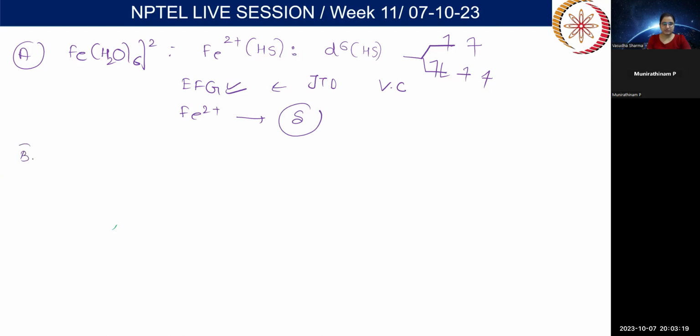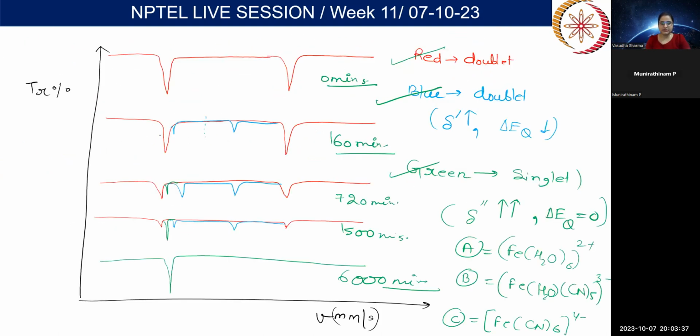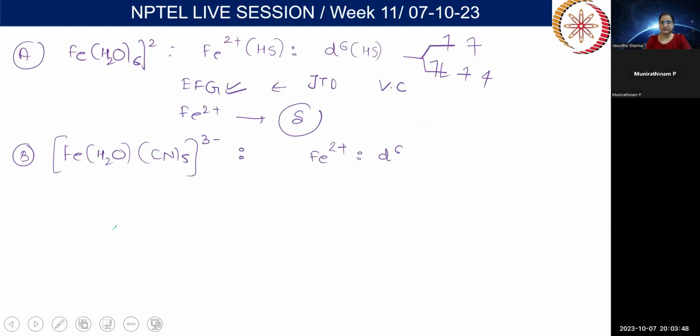Now taking the second condition, B, Fe with water and 5 CN. Now, if we have this kind of condition, here Fe in +2 is d6. Now, we have to see in this particular case that the delta EQ has been reduced compared to this delta EQ. Okay? So, this is going to make a low spin.